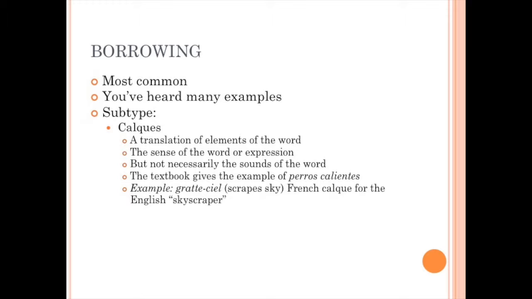We've already talked about borrowing, and it's one of the most common ways for words to enter a language, and you've heard several examples. One subtype of borrowing is called calques, and a calque is a translation of elements of a word into another language that gives a sense of the word or the expression, but not necessarily the same sound of the word. An example would be perros calientes for hot dog. Another example would be gratte-ciel, scrape sky, which is a French calque for the English word skyscraper. You can see how it translates elements of the word and gives a sense of the word or expression. You might be able to come up with many examples of borrowing, but can you come up with an example of a calque?